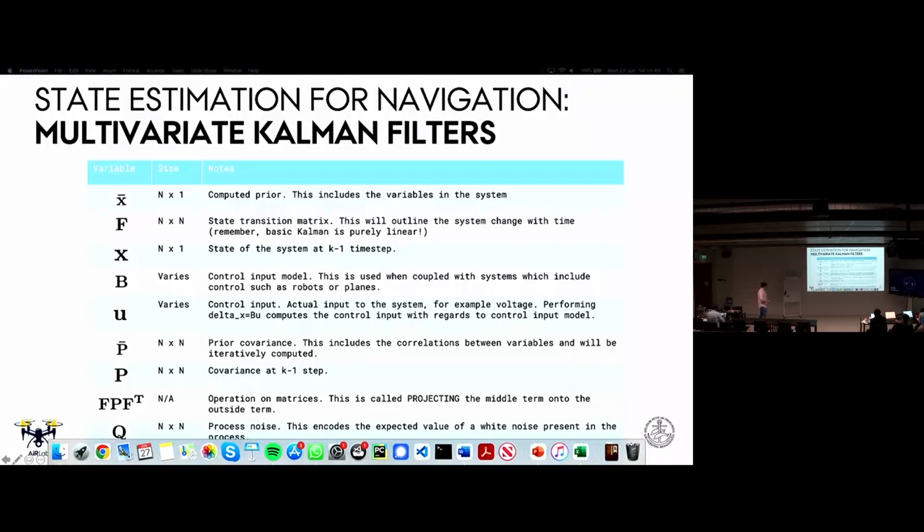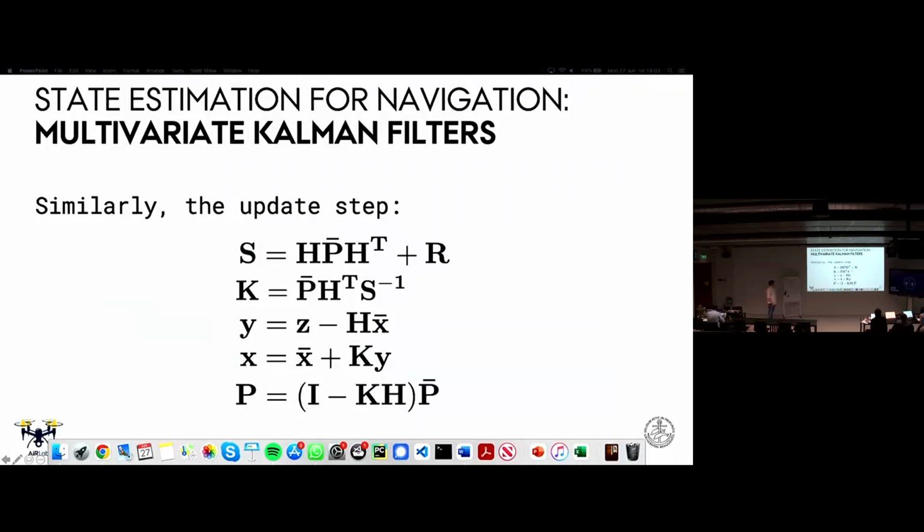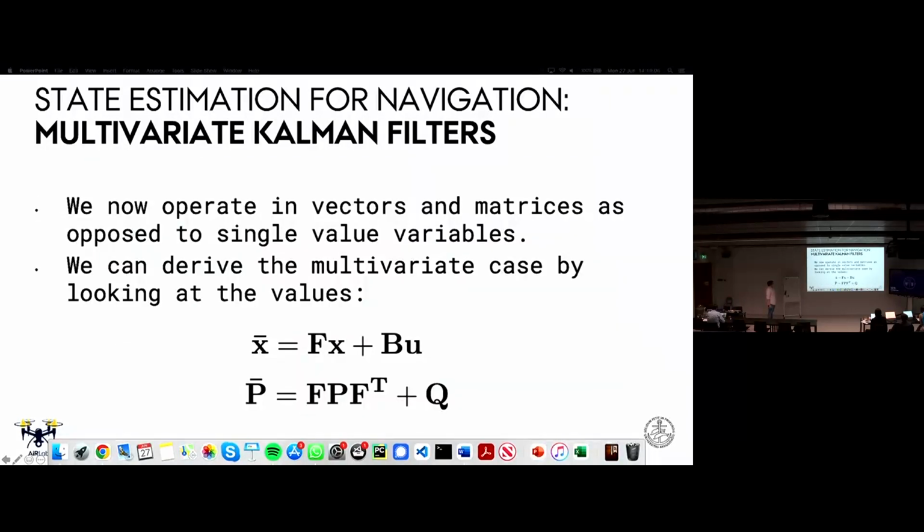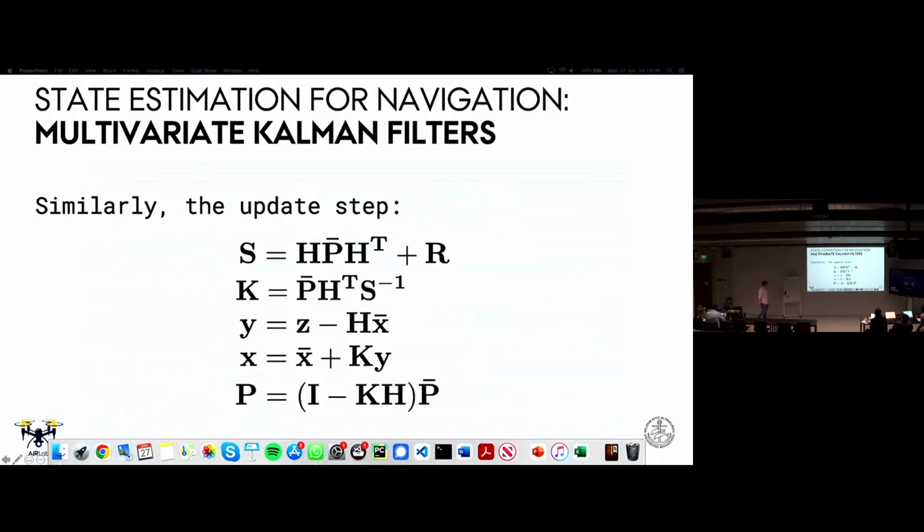Process noise is basically encoding the expected value of a white noise present in a process. Expected value in a very broad understanding, not quite expected value; you can think of it as an average, but there are some rules and limitations on that. So as you said, this is a multivariate case of a prediction, and this scary thing is the multivariate case of an update.